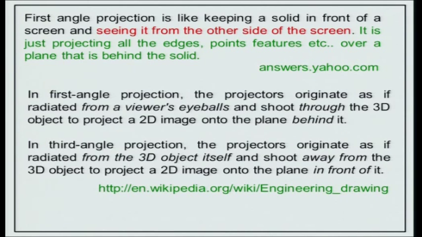Second source, this is from Wikipedia. In first angle projection, the projectors originate as if radiated from a viewer's eyeballs, and shoot through the 3D object to project a 2D image onto the plane behind it. I'm just reading. In third angle projection, the projectors originate as if radiated from a 3D object itself and shoot away from the 3D object to project a 2D image onto the plane in front of it. Something that we have been doing. Okay? Consistent.